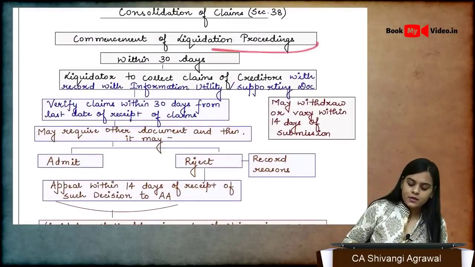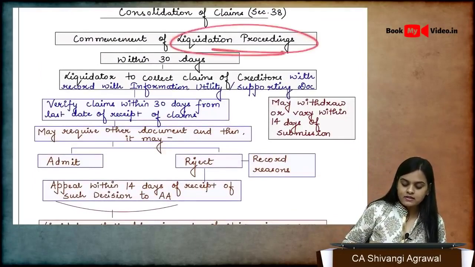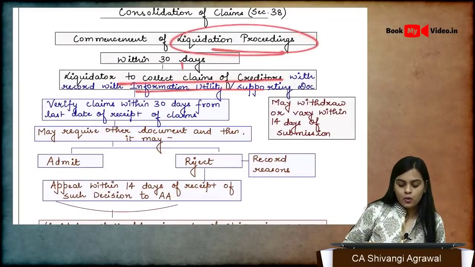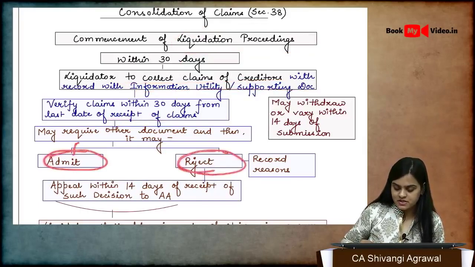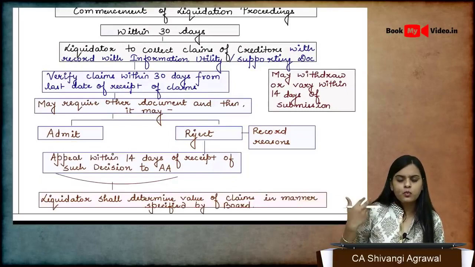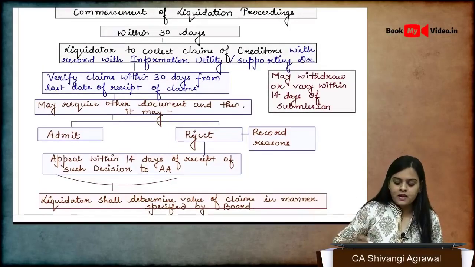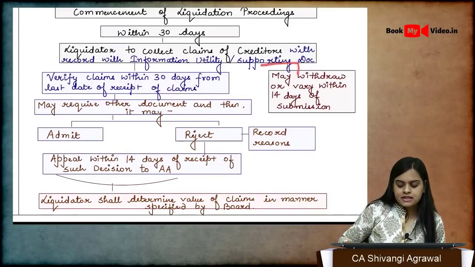So once the liquidation proceedings start, within 30 days, the liquidator will collect all the claims with the supporting documents, verify the claims, and can admit the claims or maybe reject some claims. If you reject, then the person has the power to appeal also, asking why you have rejected their claim. One person has submitted the claim, they can change their claim within 14 days of submission, or they can withdraw also.